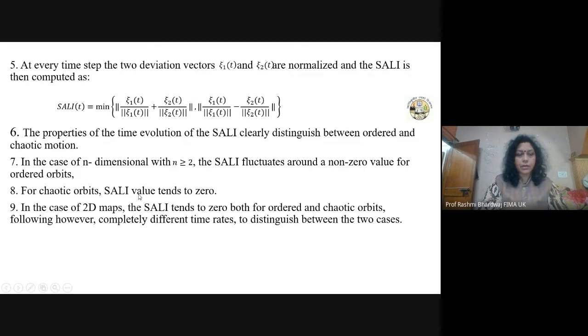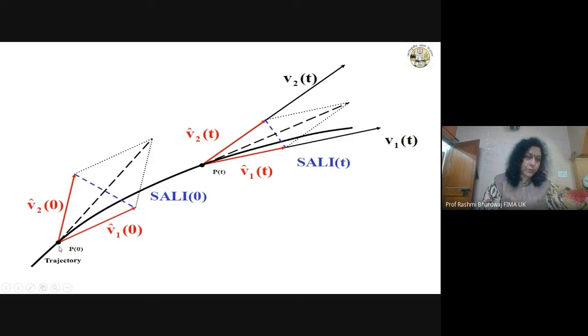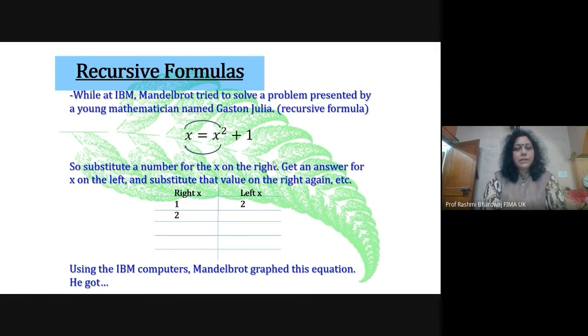For chaotic orbits, the SALI value tends to 0. If you are getting a non-zero value, then it fluctuates. In the case of a 2D map, SALI tends to 0 for both ordered and chaotic orbits, but at completely different time rates. I will show you the case. Basically at each point you are finding the eigenvalues as well as eigenvectors at each step, taking the difference of the deviation from the mean value, the sum, and then finding the minimum value.